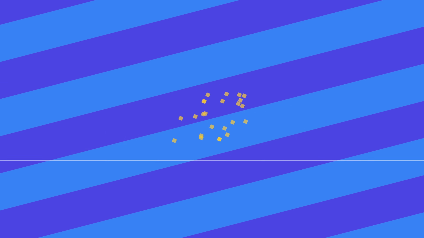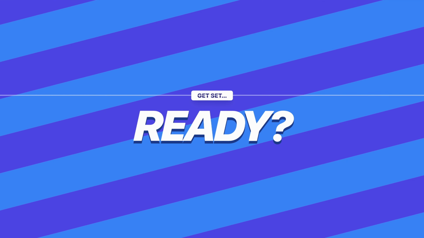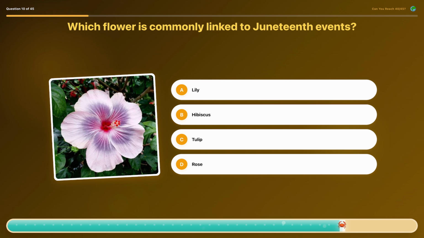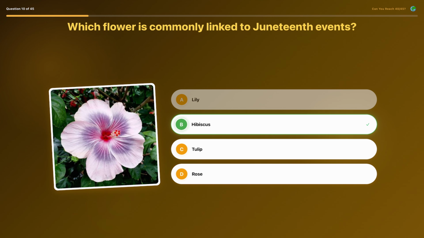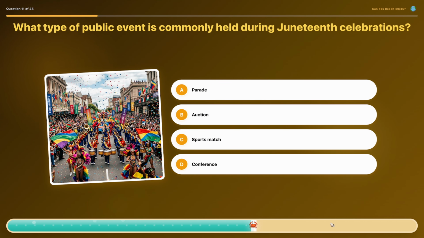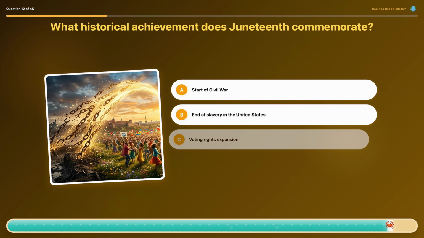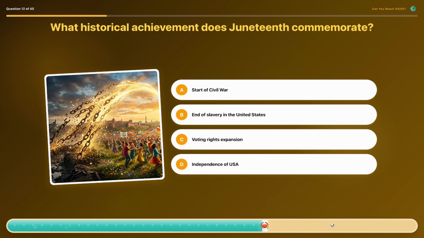Red. What food is commonly served at Juneteenth gatherings? Barbecue. Which flower is commonly linked to Juneteenth events? Hibiscus. What type of public event is commonly held during Juneteenth celebrations? Parade. What historical achievement does Juneteenth commemorate?